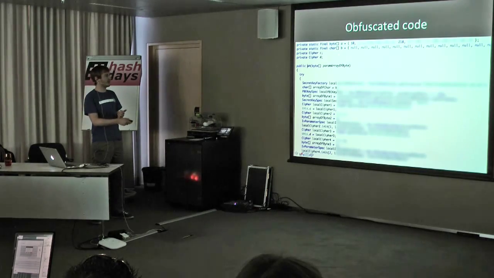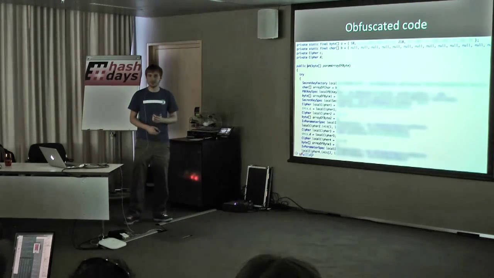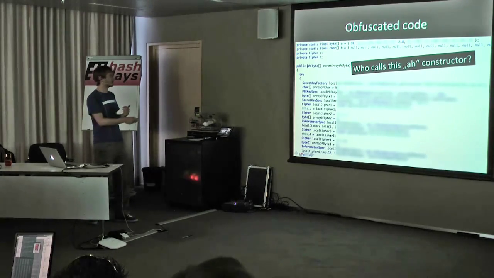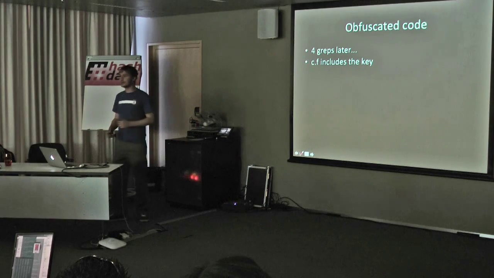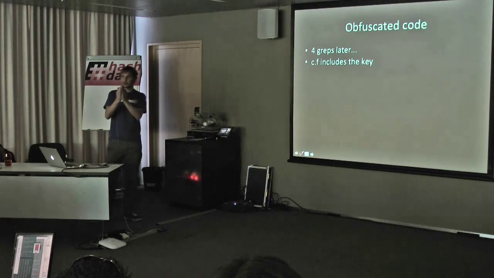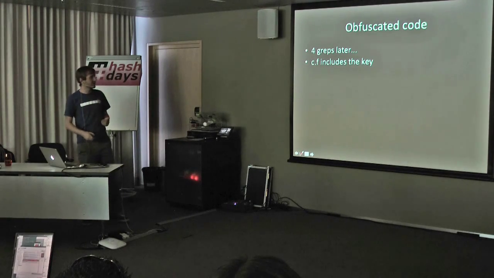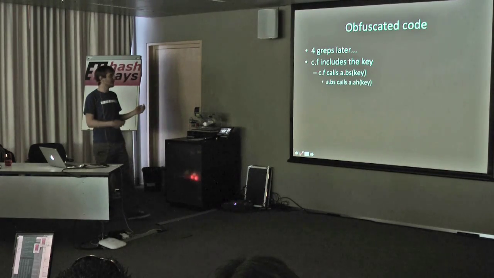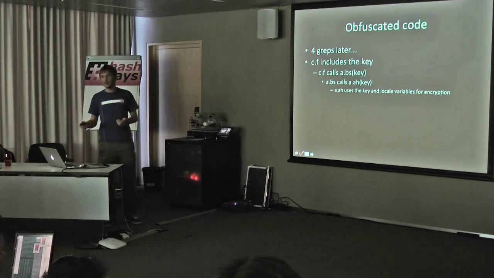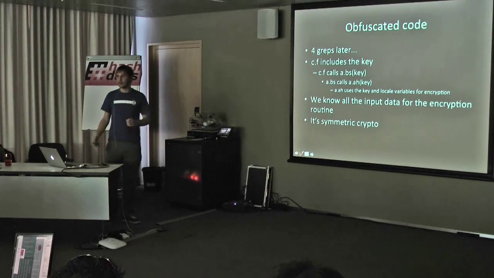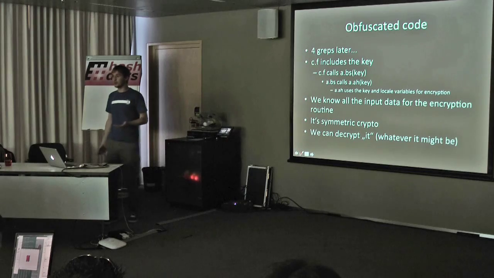So I was wondering, okay, we have this byte array, but where is this coming from? Is it user supplied or key derivation function or whatever? So the question is, who calls this AH constructor? And of course, four grabs later, you'll find the answer. There's a class called C.F, because obfuscators always like to shorten class names. It includes, let's say, a string. C.F calls A.BS, A.BS calls A.AH with the key, A.AH uses the key and all the local variables for encryption. We know all the input data for the encryption routine. It's symmetric crypto, so we can decrypt it, whatever it might be.